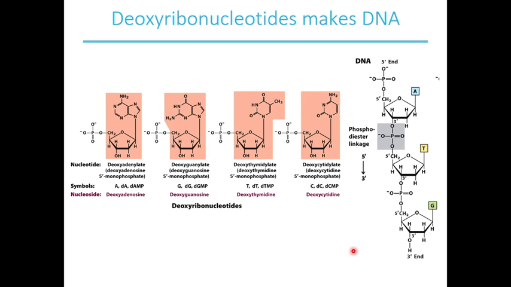Before going further, let us revisit and refresh our knowledge of DNA and RNA. Deoxyribonucleotides make DNA. And as you know, four different nucleotides, namely deoxyadenylate, deoxyguanylate, deoxythymidylate, and deoxycytidylate, 5' monophosphates, are the main components of DNA. The combination of these are linked together by phosphodiester linkages covalently to each other, and the directionality of DNA goes from a 5' end to 3' end, as represented by the position of phosphate attached to the ribose or the deoxyribose sugar in DNA.